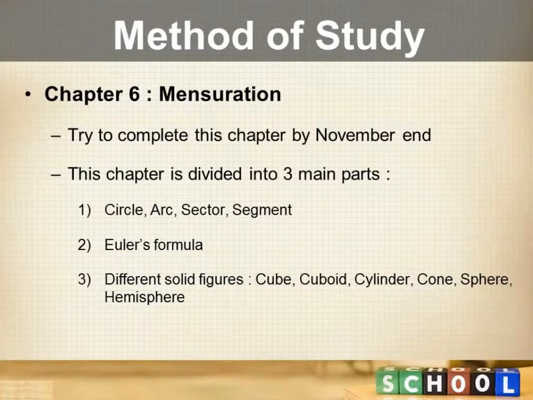The chapter which is applicable again to our daily life. This chapter has been divided into 3 parts. The first part tells you about the circle, arc, sector and segment. The second part tells you about Euler's formula, and the third part discusses the different solid figures, that is the surface area and volume of cube, cuboid, cylinder, cone, sphere and hemisphere.